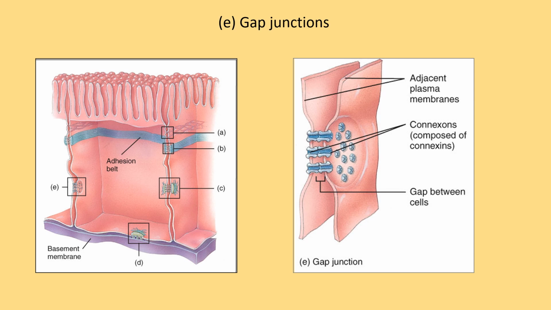So gap junctions will come up for us when we talk about cardiac muscle tissue. The movement of ions that precedes muscle contraction, those ions need to move, and in cardiac muscle tissue, those ions are able to move between one muscle cell and the neighboring muscle cell by passing through these gap junctions.